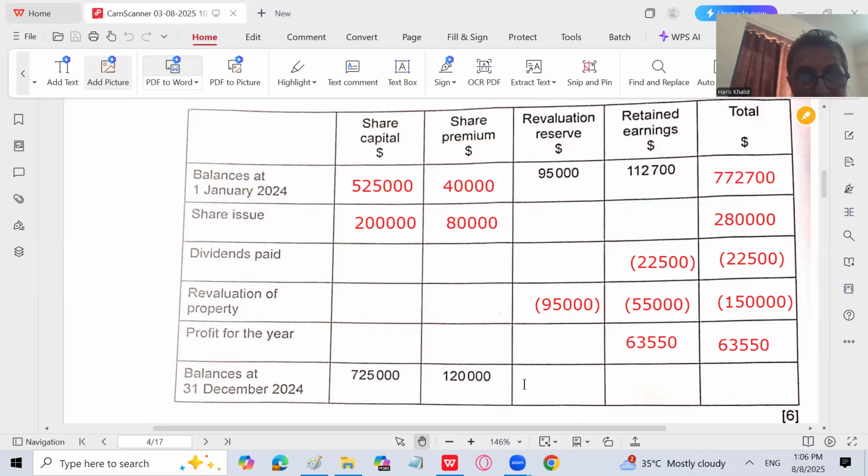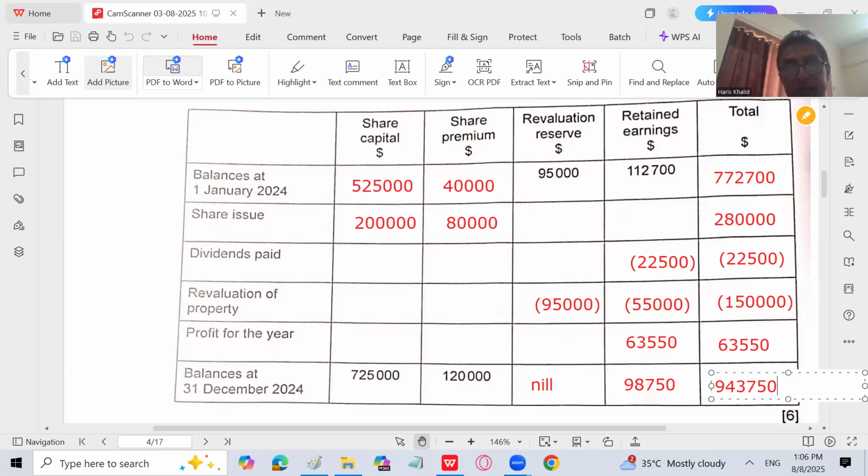Now let's go back at the end. This will become nil. I have to calculate retained earnings at the end, obviously. At the end, 112,700 minus 22,500 minus 55,000 and plus 63,550. 98,750. So 98,750 is the answer. And I will go for now the total equity, which I can do 7,25,000 plus 1,20,000 plus 98,750. 943,750. This is what we are done with, the statement of changes in equity.